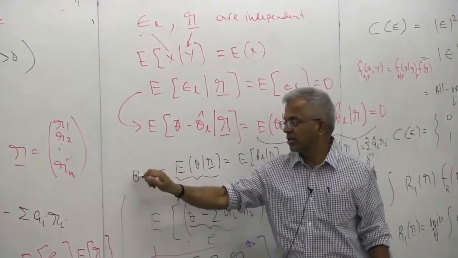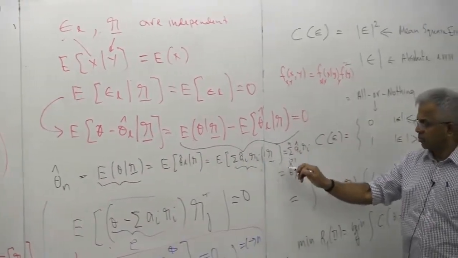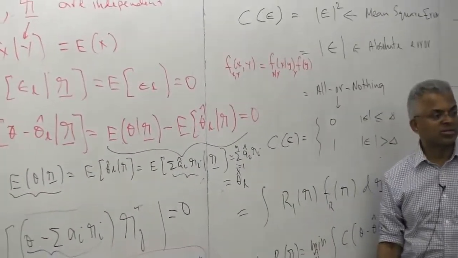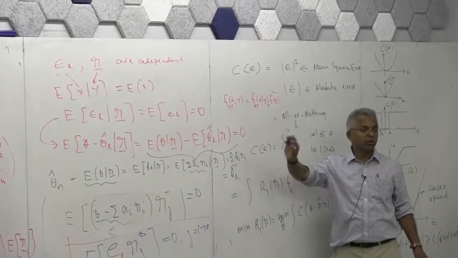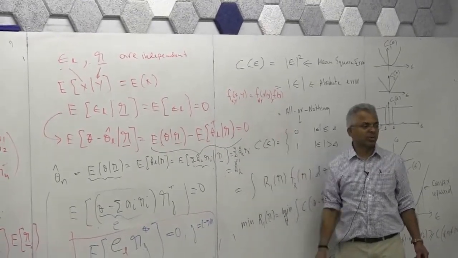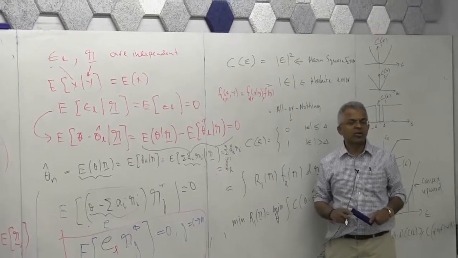That's your theta hat nonlinear estimator. Look at what we have proved. We have proved that the theta hat nonlinear estimator is the same as the theta hat linear estimator for Gaussian. I used the Gaussian property several times, so you have to go and look at all the arguments. Of course, this is a well-known result.